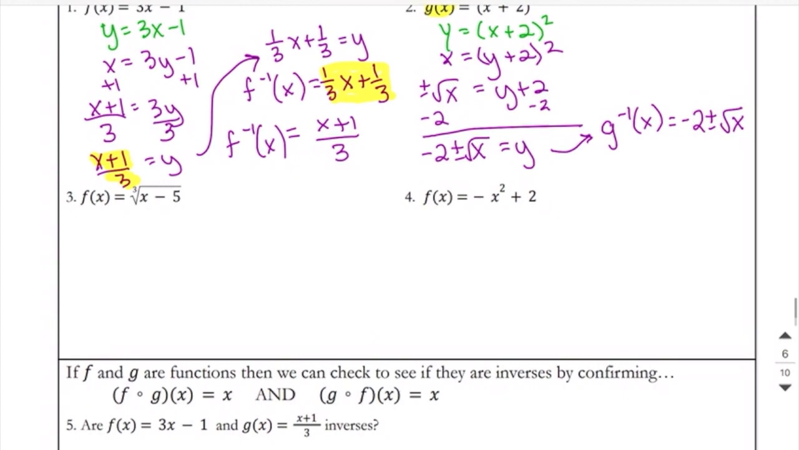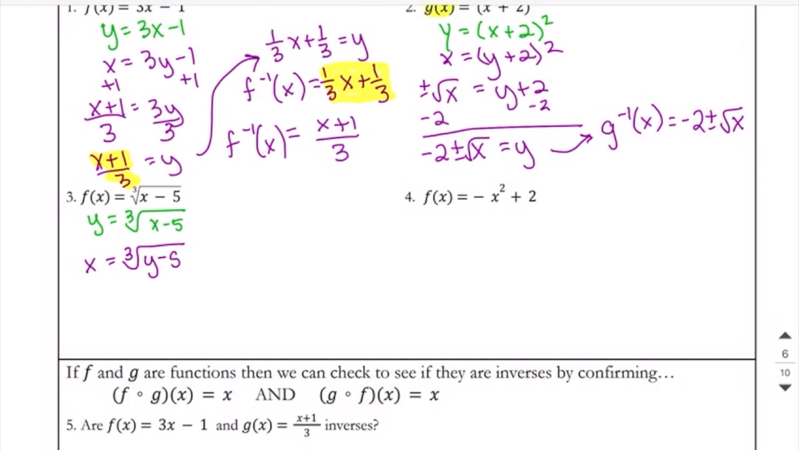Number 3 here. Again, we're going to start by replacing this as y equals the cube root of x minus 5. We're going to switch the x and y. And now we're going to solve for y.